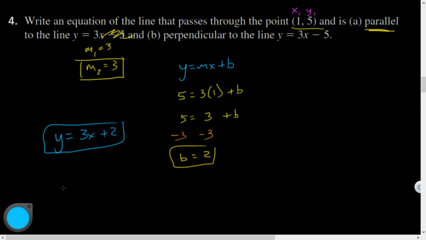Just as a hypothetical, we'll talk about this tomorrow. But if I was to consider part B, what is m2 in part B? It's not just the reciprocal. It's the opposite reciprocal, right? So the slope of that line was 3. So the slope of a perpendicular line would be negative 1/3. Flip it and opposite it.